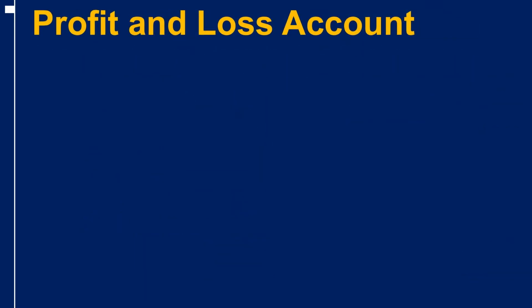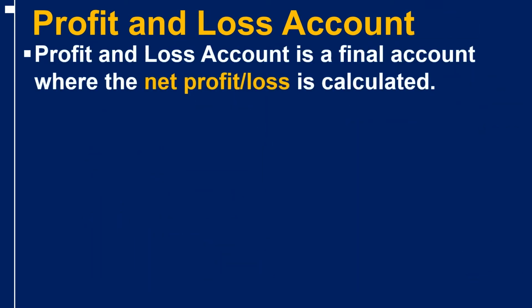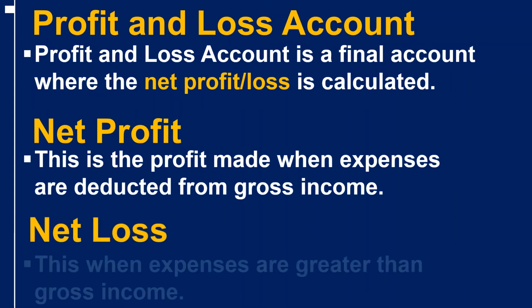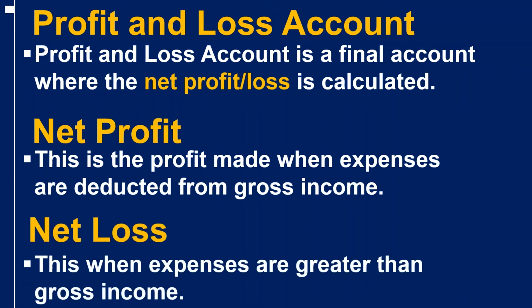The profit and loss account is a final account where at the end of the financial period, the business calculates the net profit or the net loss. The net profit is the profit made when expenses are deducted from the gross profit and other incomes. The net loss is when the expenses are greater than the gross profit and other income.